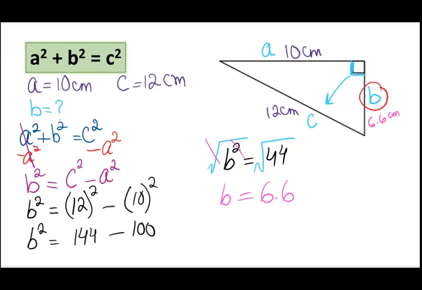So remember, whenever you're solving for the sides of a right triangle, and if you know two sides, you always use this formula right here, which is a squared plus b squared equals c squared.